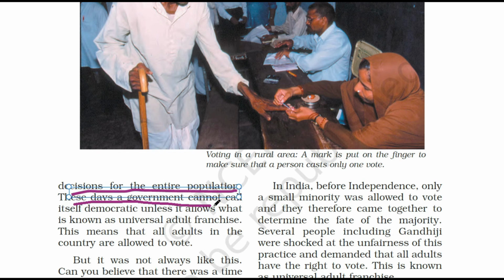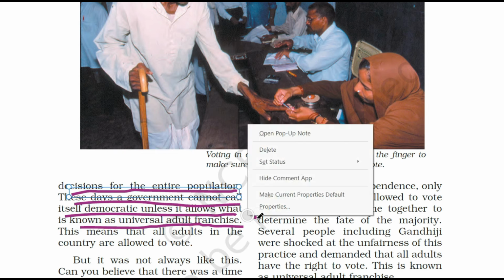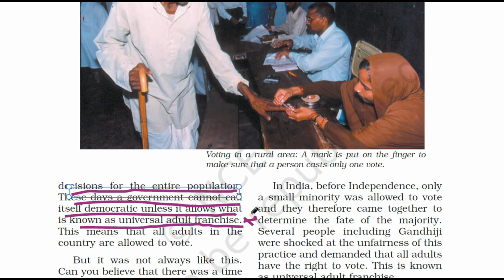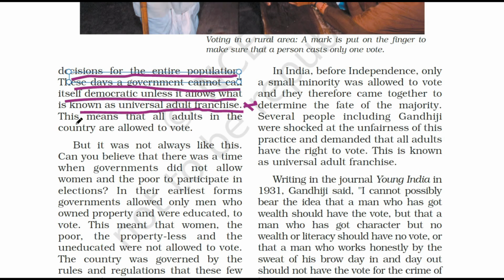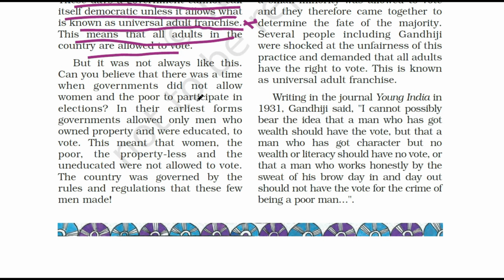These days, a government cannot call itself democratic unless it allows what is known as universal adult franchise. This means that all adults in the country are allowed to vote. But it was not always like this. Can you believe that there was a time when governments did not allow women and the poor to participate in elections? That's really sad. That's not how democracy should function.